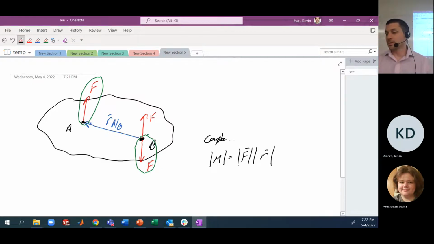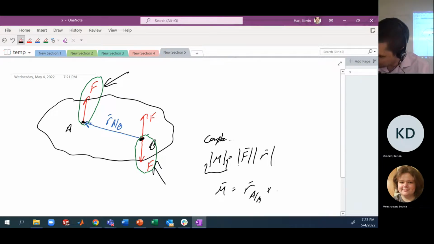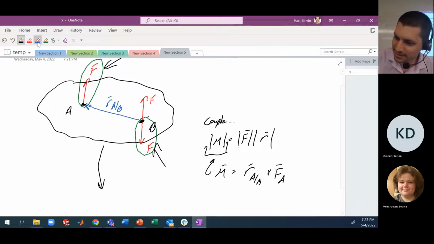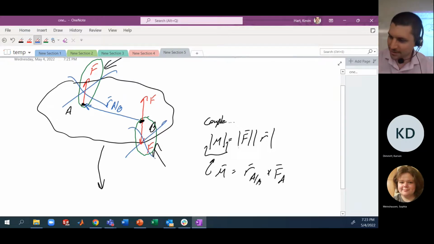Got that? So I can eliminate these guys from the current situation by drawing a moment, which is the position vector arriving at A from B crossed with that force at A, right? That is this couple that you've created, okay? So redrawing my figure, I get rid of this guy and this guy, and what's left over at B? The same original force that was at A. Got it?